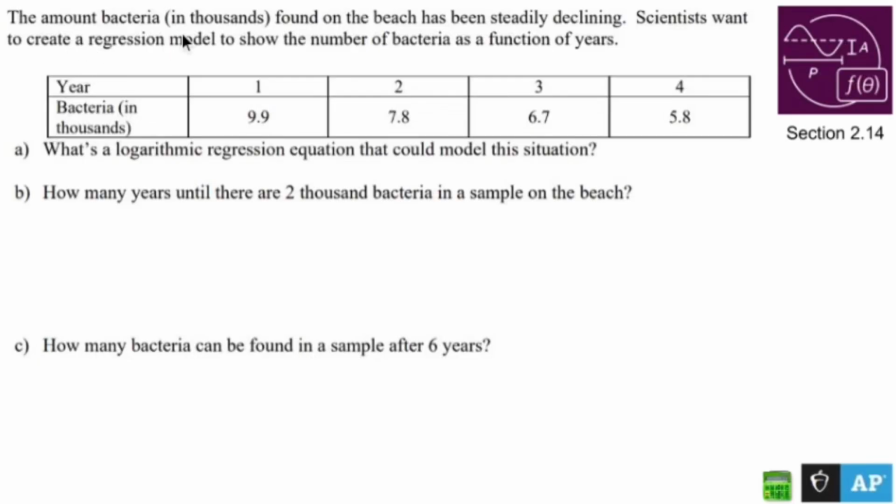The amount of bacteria in thousands found on the beach has been steadily declining. Scientists want to create a regression model to show the number of bacteria as a function of years. Calculator problem? Absolutely, because we are going to create a logarithmic regression equation that could model this situation. That requires the use of ln reg. So I'm going to run to my calculator and type that in. I'm going to get an absolutely awful equation, but let's see what happens.